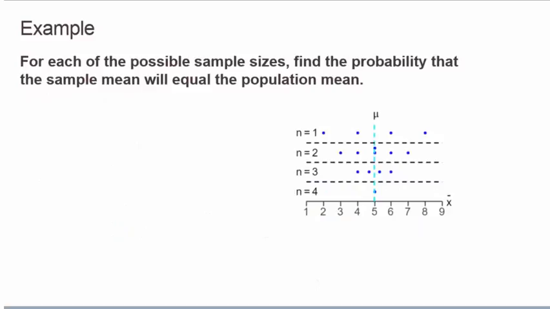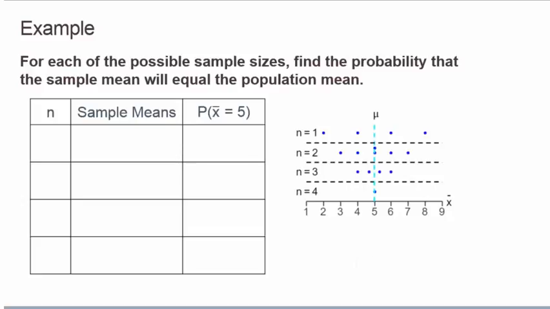Continuing our example, for each of the possible sample sizes, find the probability that the sample mean will equal the population mean. We have our graph of the dot plots. In order to do this, we need to make a table where we have n, then the sample means, then the probability that the sample mean equals 5.